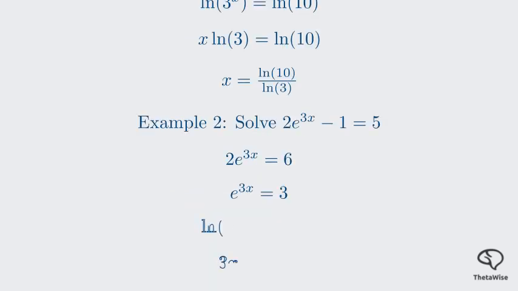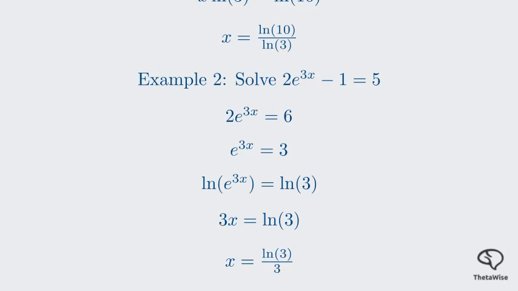Now, take the natural logarithm of both sides. This gives 3x equals ln of 3. Dividing by 3, we get x equals ln of 3 over 3.